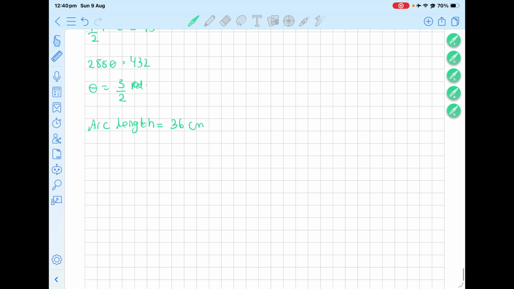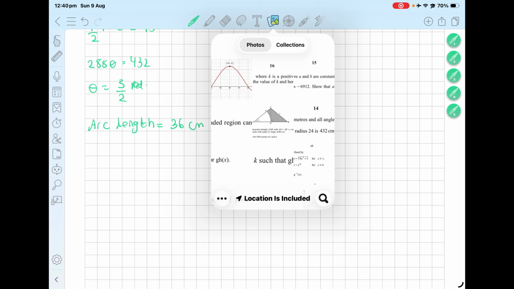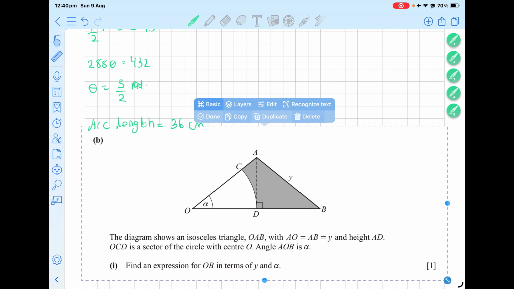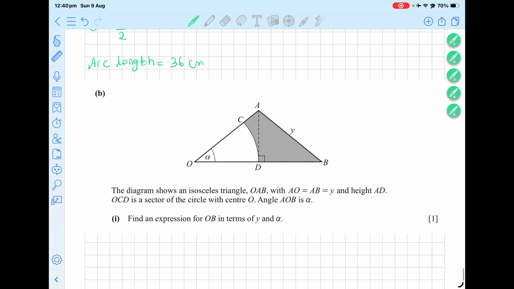Okay, then on to this weird triangle. Finding an expression for OB in terms of y and alpha. The diagram shows this isosceles triangle, so OA equals OB. So this is why this whole length, put that over here, yeah.